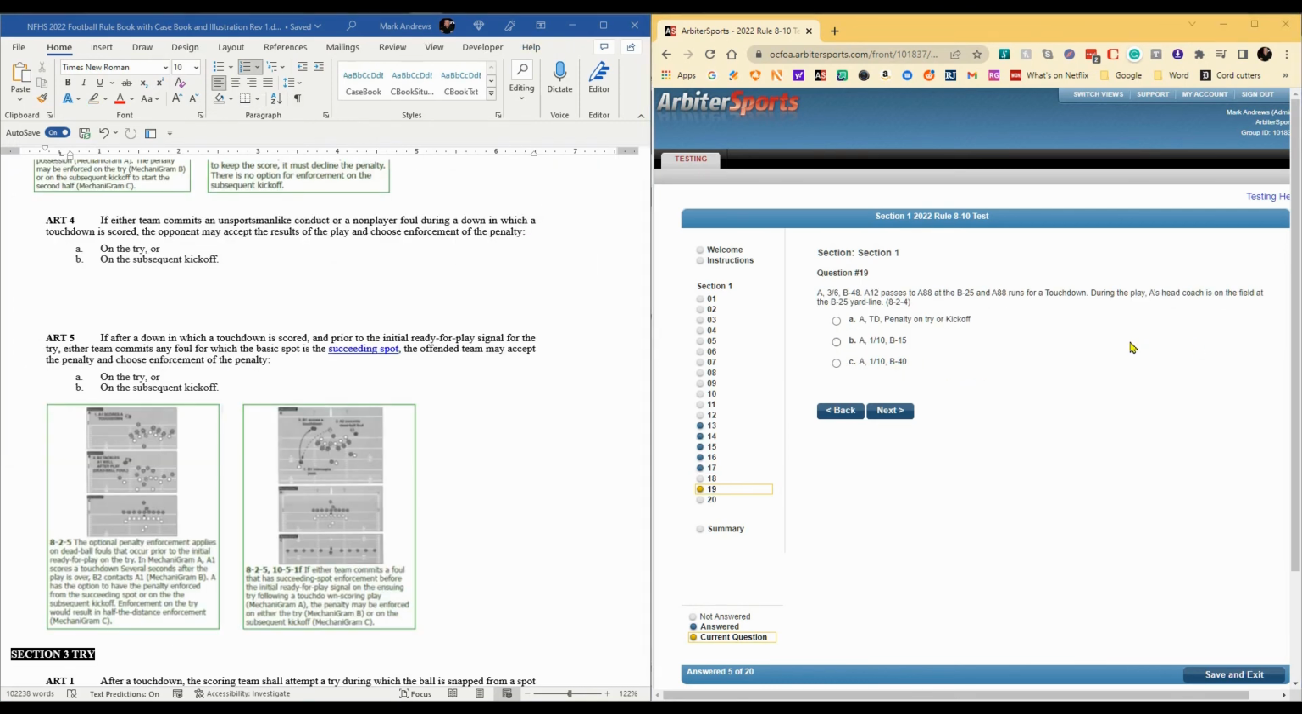Question number 19. A, third and 6 at the B48. A12 passes to A88 at the B25, and A88 runs for a touchdown. During the play, A's head coach is on the field at the B25 yard line. Okay, so during the play, the head coach walks on the field. That is an unsportsmanlike conduct foul on that head coach.